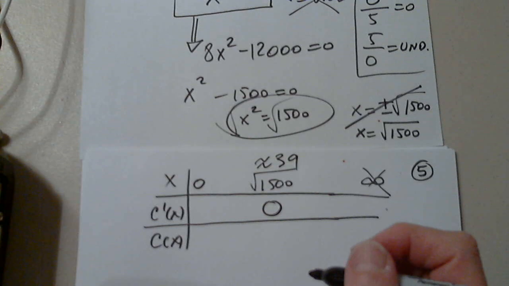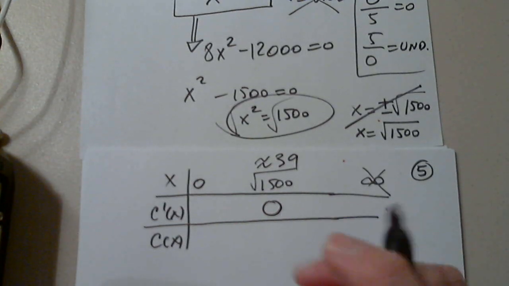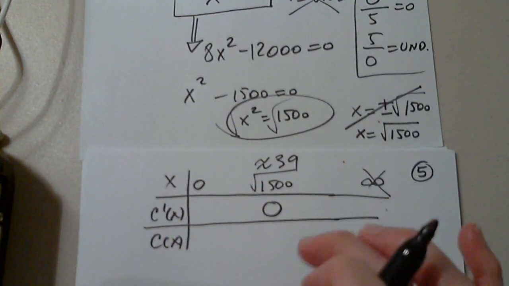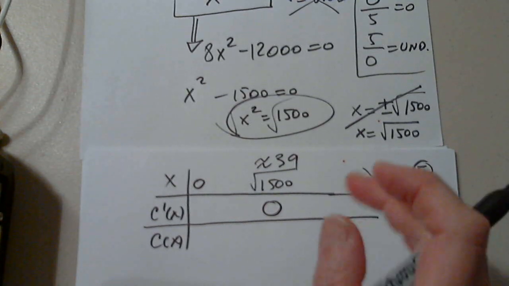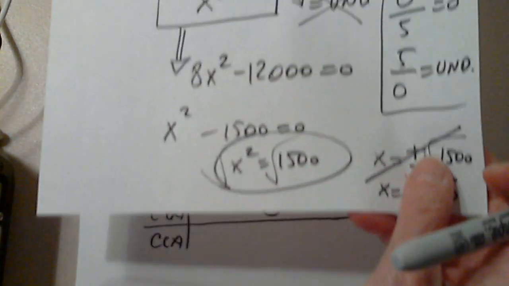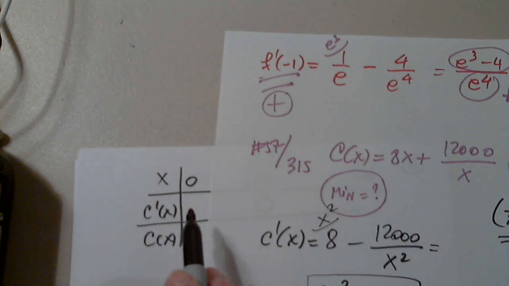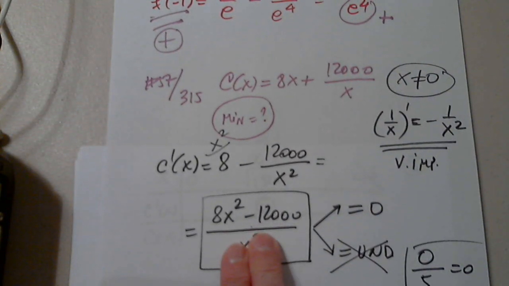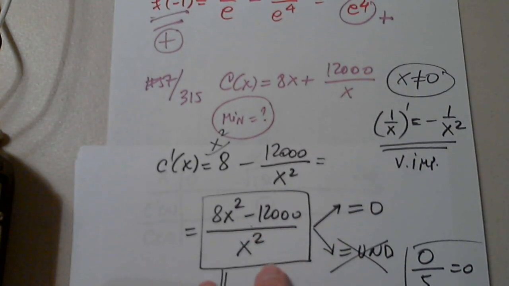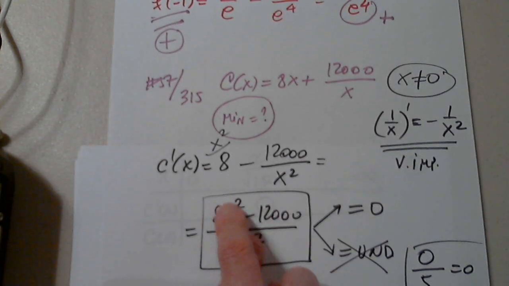So approximately 39 units, 0. I have to study the sign of the derivative. So here's the derivative. I will plug in 0, not here because this is positive. This is always positive. I will only study the sign of this.